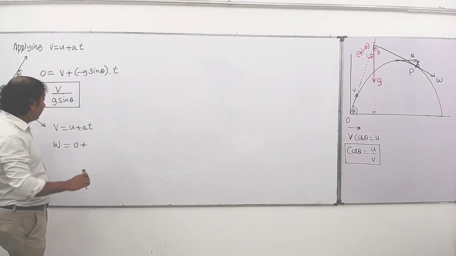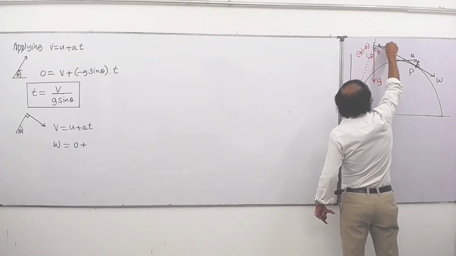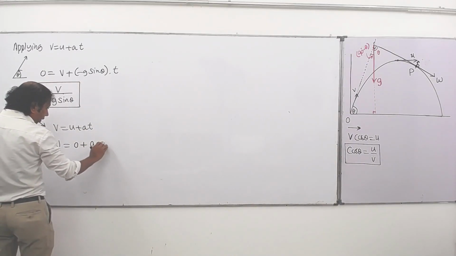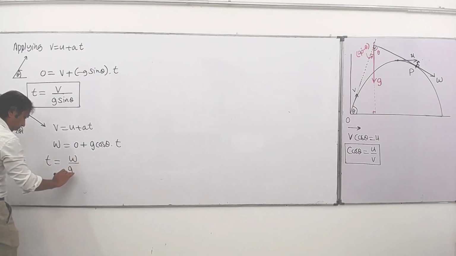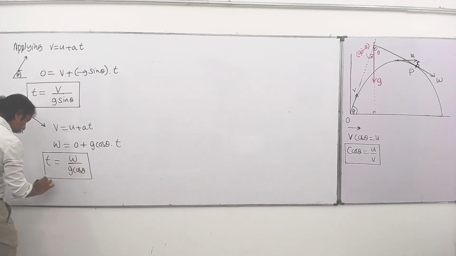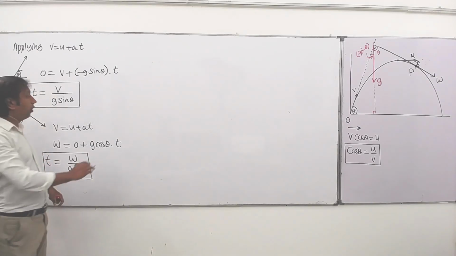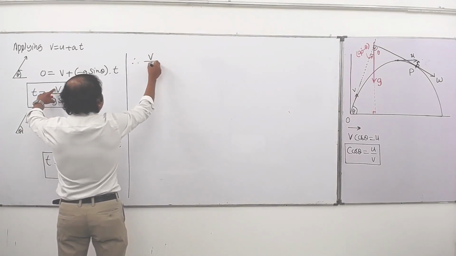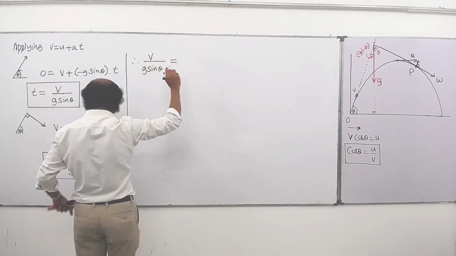Acceleration A, what direction? This direction. That means along this direction it is G cos theta, times T. T you can make the subject: W over G cos theta. Okay. Now, the same T, then this and this we can equate. Therefore we can write, V over G sin theta is equal to W over G cos theta.